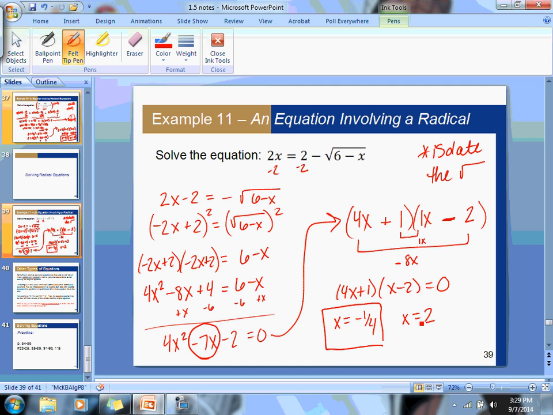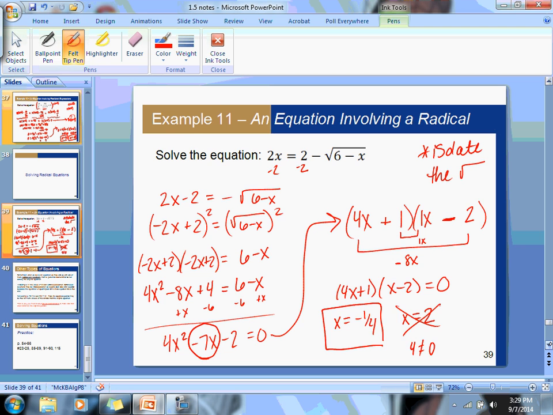When you substitute in the x equals 2, you actually get a 2 times 2, which is a 4. And then inside the radical, you'd have 6 minus 2, which is 4. And the square root of 4 is 2. So then you have 2 minus 2, which is 0. 4 is not equal to 0. So that solution does not work.